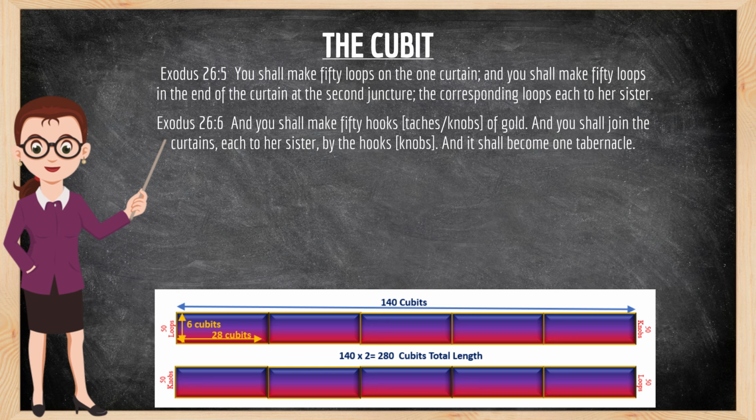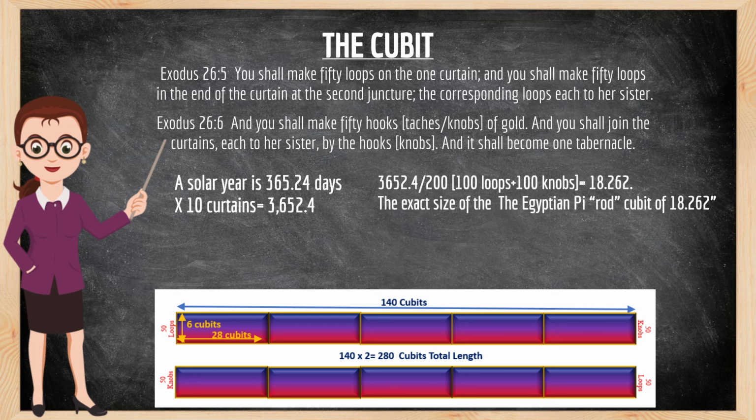So here is where we get the math for the cubit directly from the Creator himself. So we know a solar year is 365.24 days. We multiply that by the 10 curtains, and we get 3,652.4. Now let's divide that sum by the total of the 100 loops plus the 100 knobs from the 2 junctures, or 200. So 3,652.4 divided by 200 equals 18.262, the exact size of the cubit.